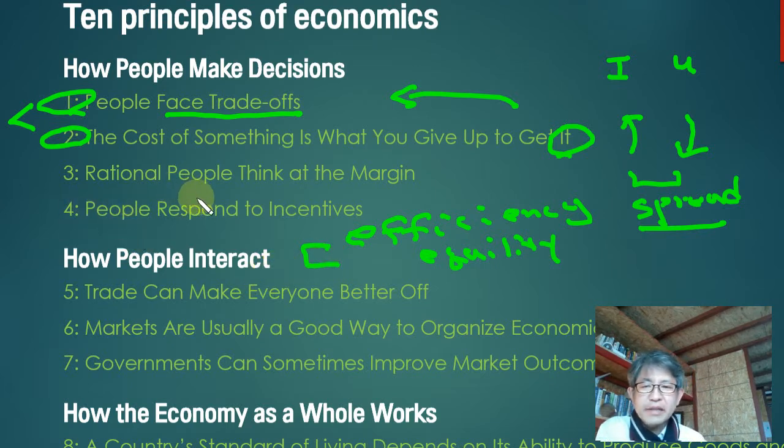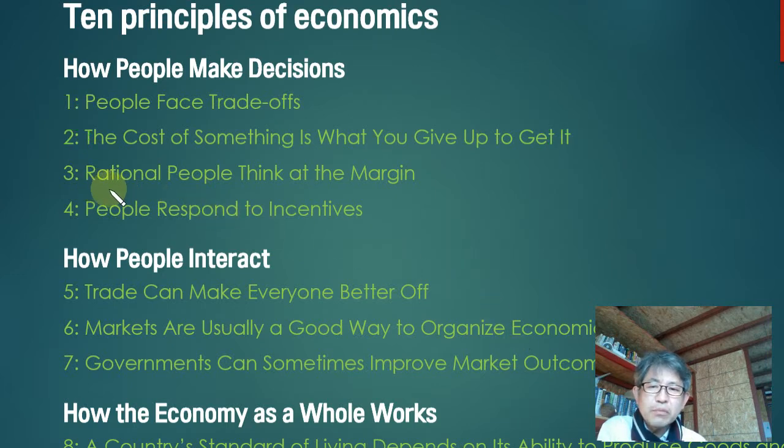Okay, and number three. We will see number three. Number three is rational people. What is the meaning of rational people? Think of margin. We have a very strange language, margin, right?